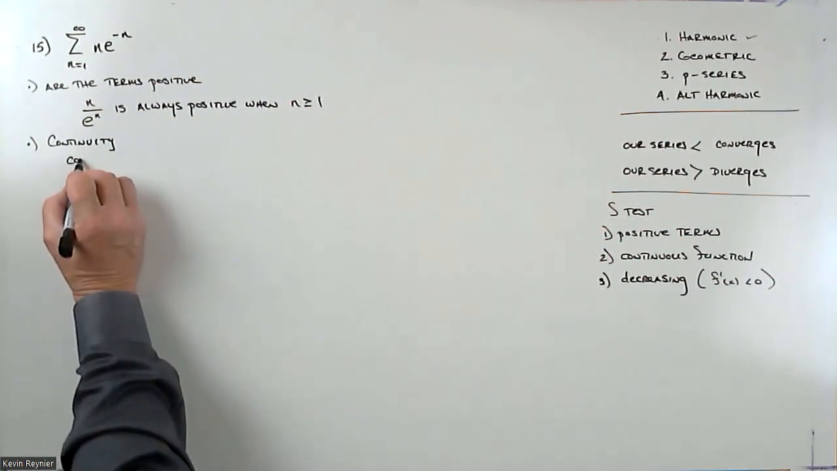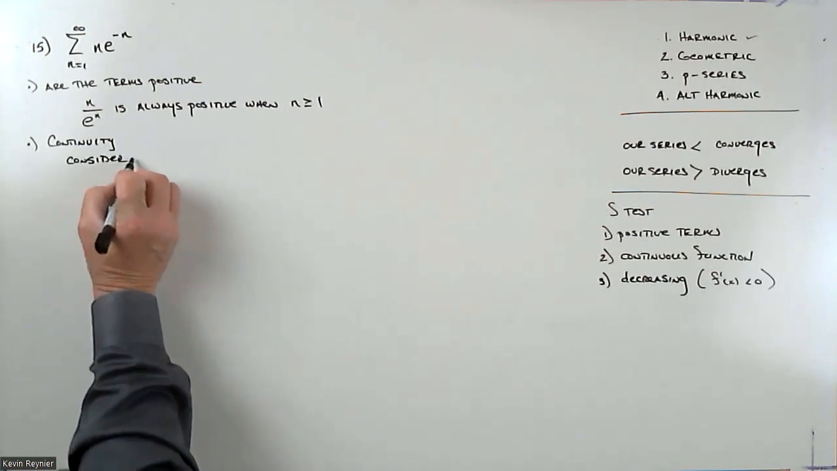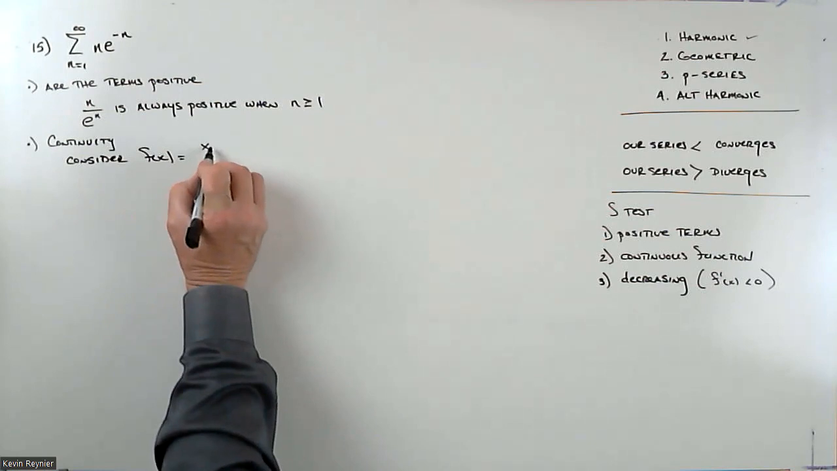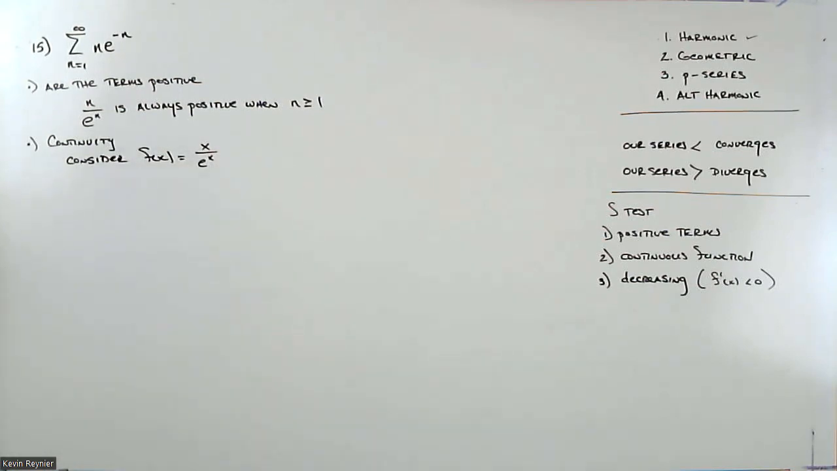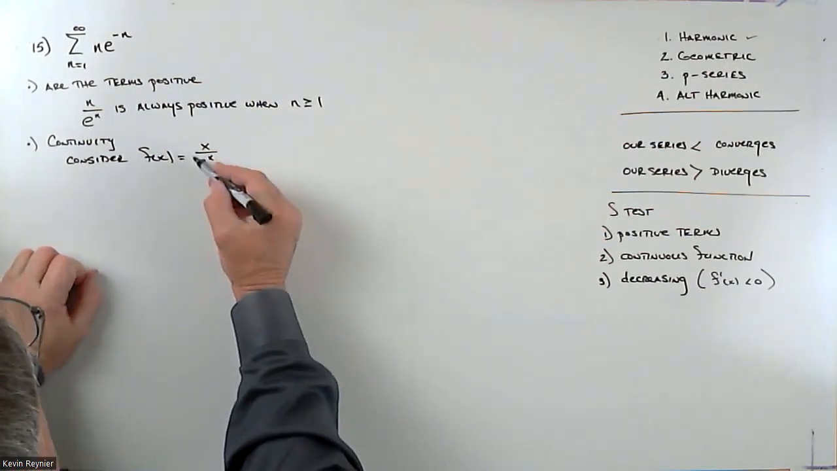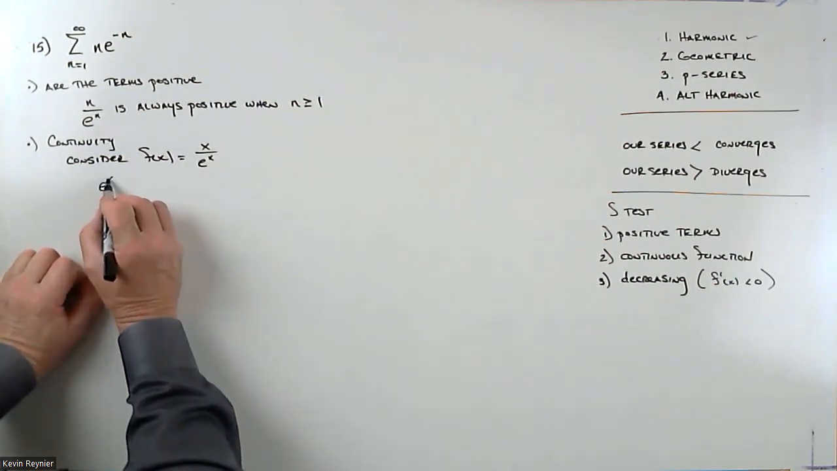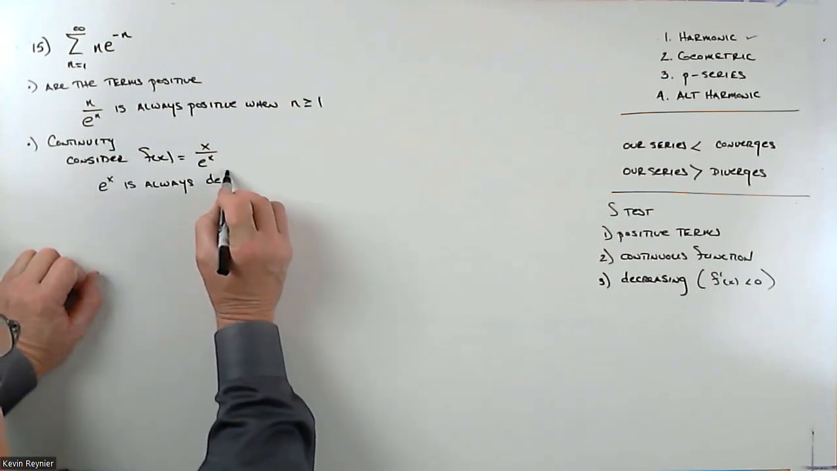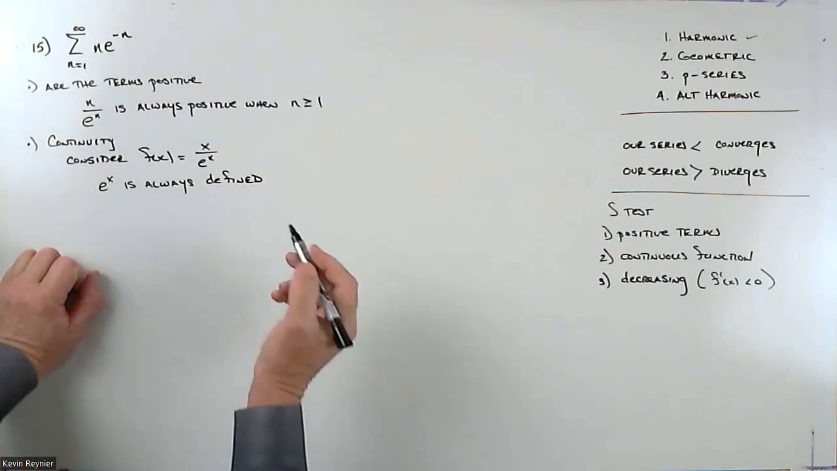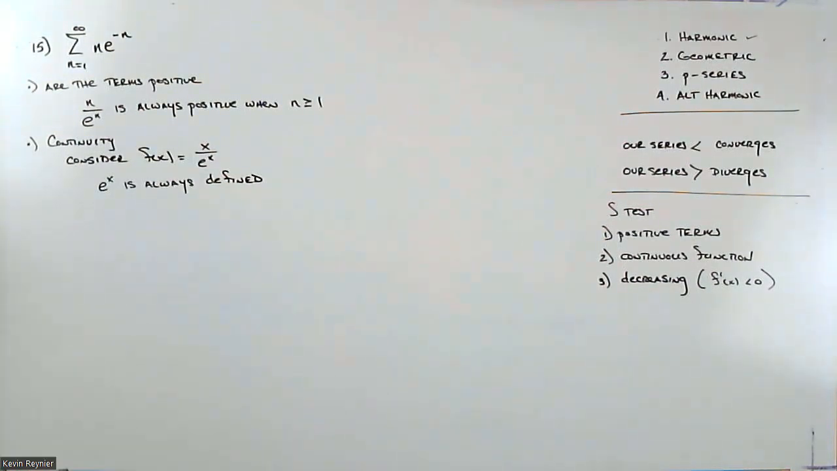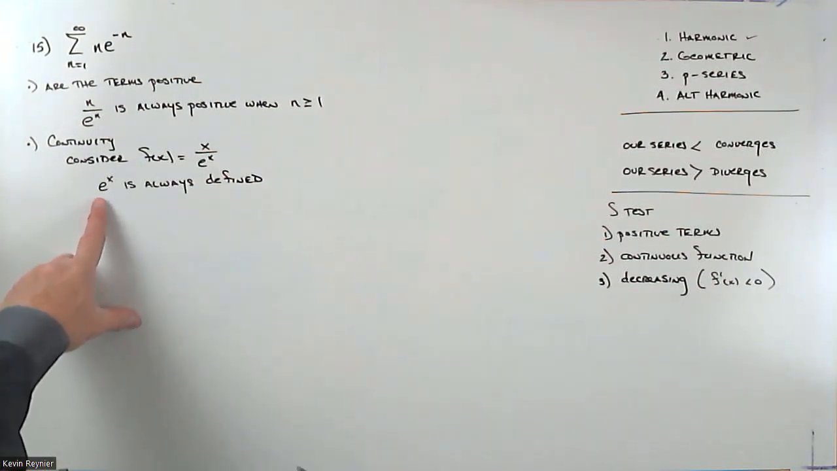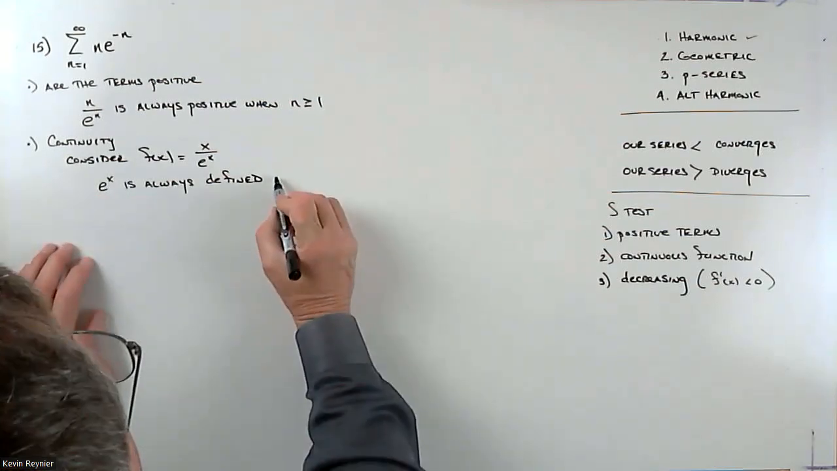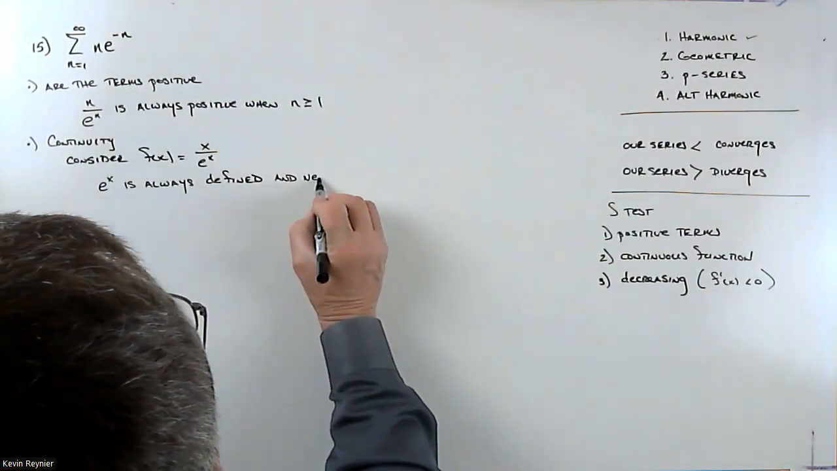All right, so here we're going to consider f of x equals x over e to the x. This is a fraction. When is a fraction going to lose continuity? It's only going to be discontinuous if the denominator is equal to 0. And e to the x is always defined and never 0.